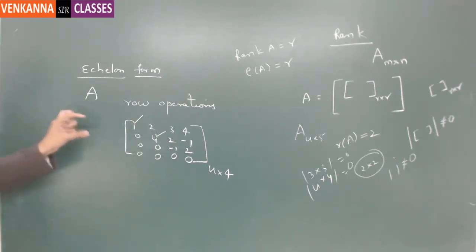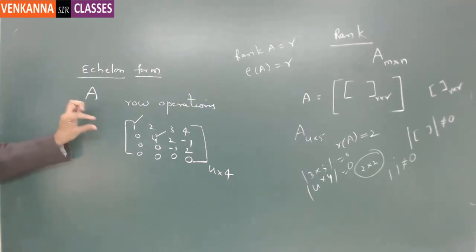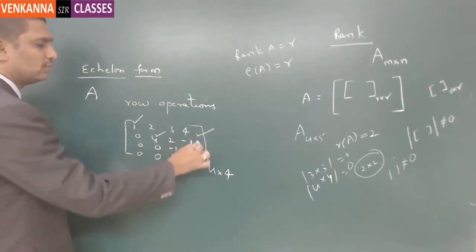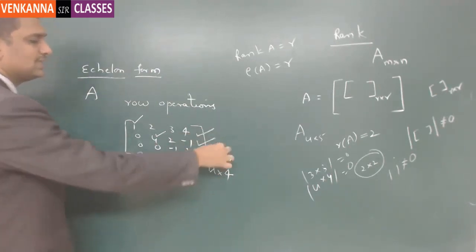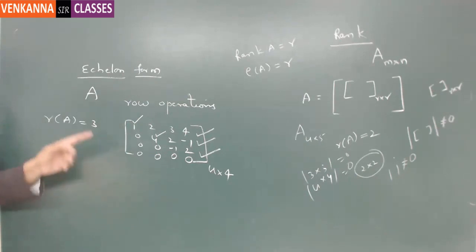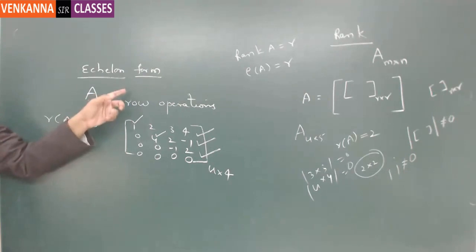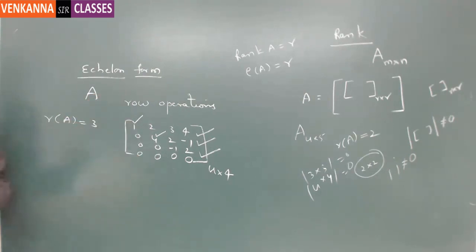Now, after doing a specific procedure like this, we will count how many non-zero rows there are. This is a non-zero row, this is a non-zero row, this is a non-zero row. Since there are 3 non-zero rows, the rank of the matrix is equal to 3. So in echelon form, we define the rank of the matrix as the number of non-zero rows in the given matrix after reducing it into echelon form. Okay?